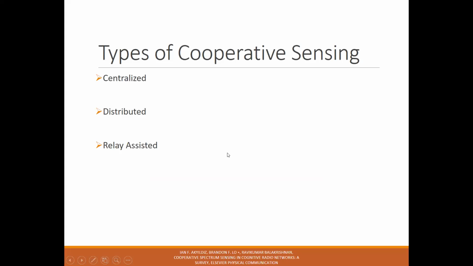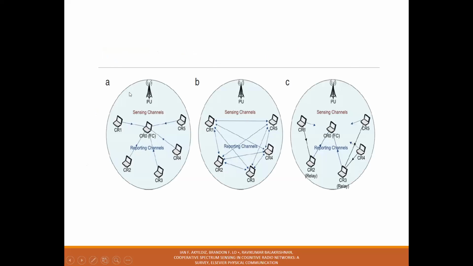And the types of cooperative sensing, as we have already said, are centralized, distributed or relay assisted. Let me show you one picture of it. In the case of centralized, you have different cognitive radios. All of them are connected to the central pool, where every cognitive user decides on something and reports the decision to the central fusion center. There the decision is made whether the particular band is occupied or not. Then that is communicated back to all the other cognitive users.